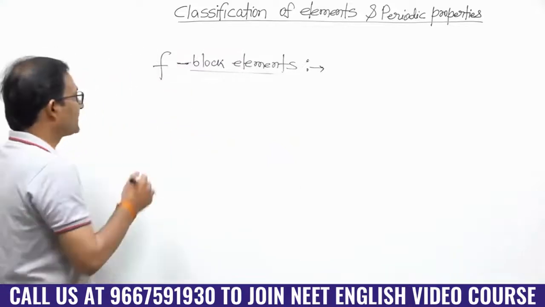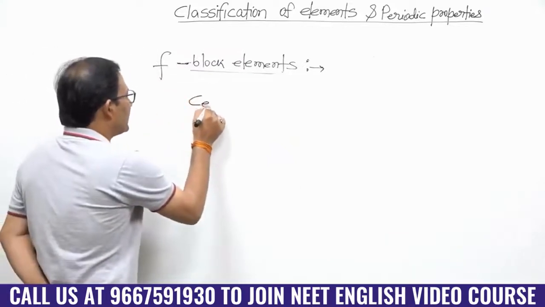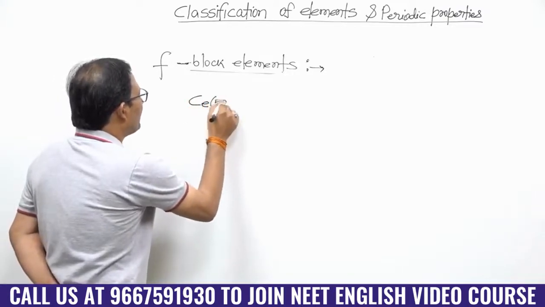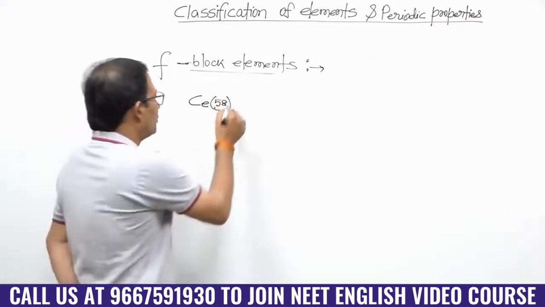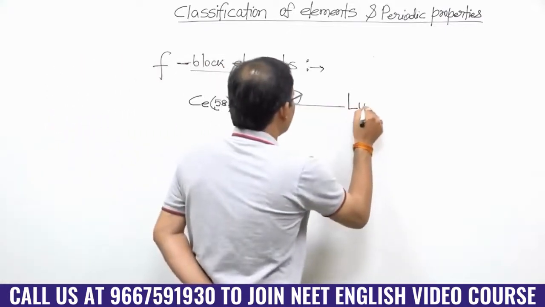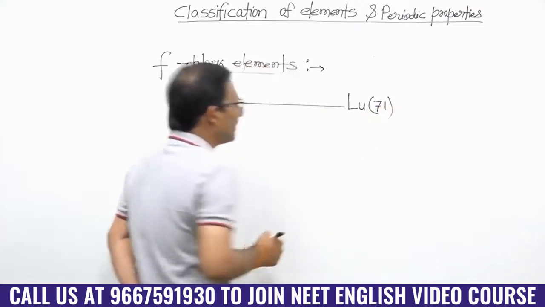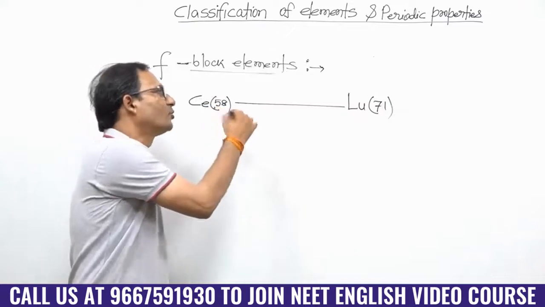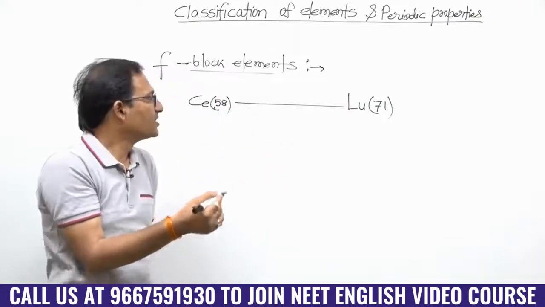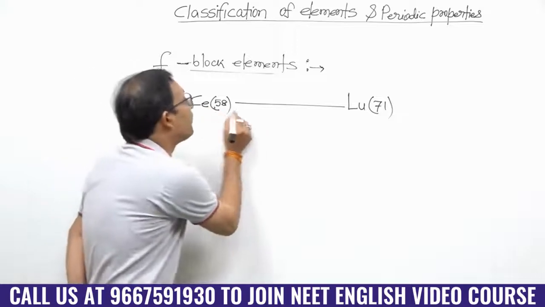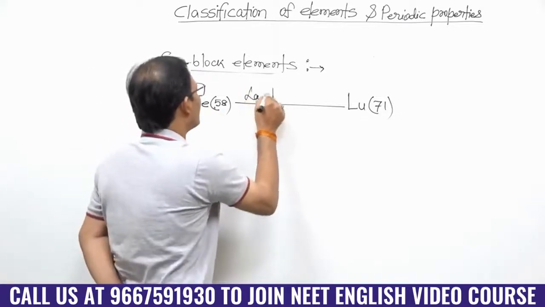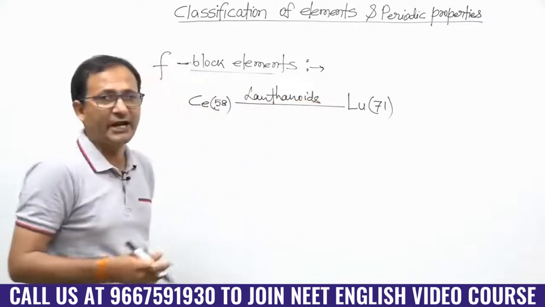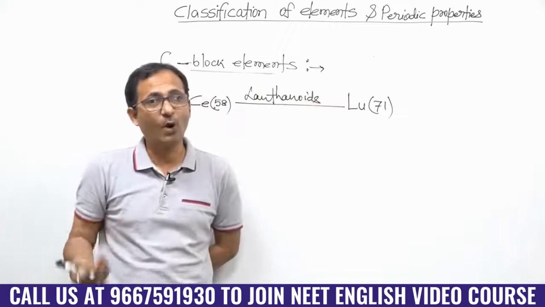Now look here. Cerium, atomic number 58, to lutetium, atomic number 71. From cerium 58 to lutetium atomic number 71, these 14 elements are called lanthanoids.